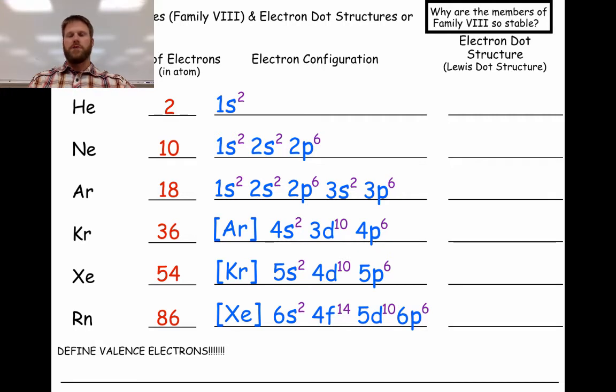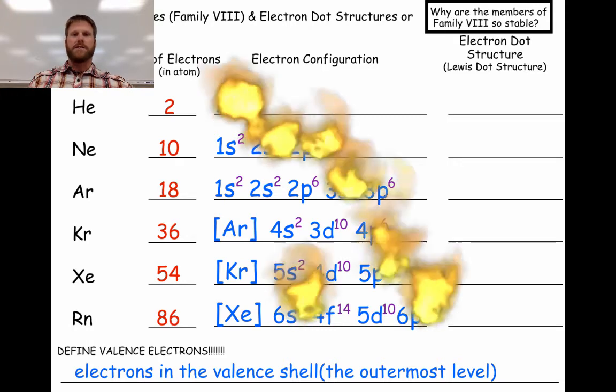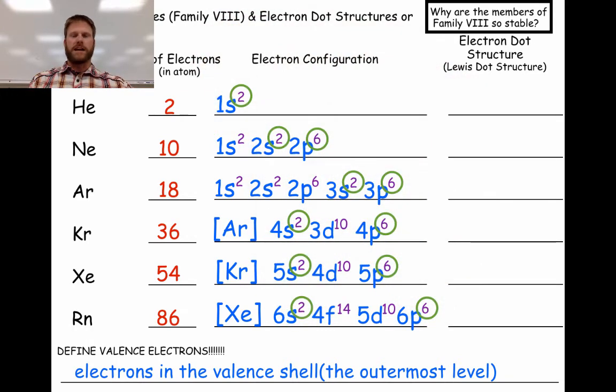Before we look at this new concept of electron dot structures, let's make sure we remember what valence electrons are. Remember, valence electrons are electrons in the valence shell, which is the outermost energy level of any atom. So in the noble gases, these are the valence electrons. You will see there's a pattern there. Besides helium, which only has 2 valence electrons, all the other noble gases have 8 valence electrons. They have a full valence shell of electrons.